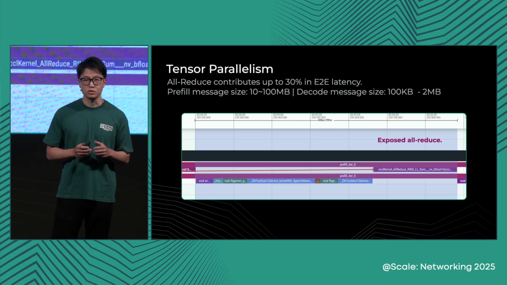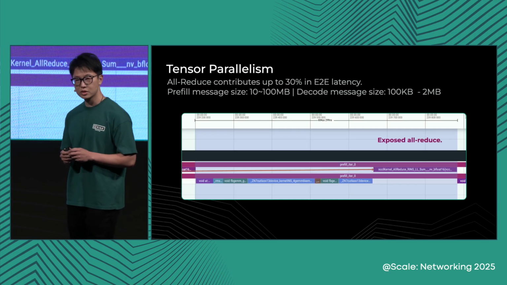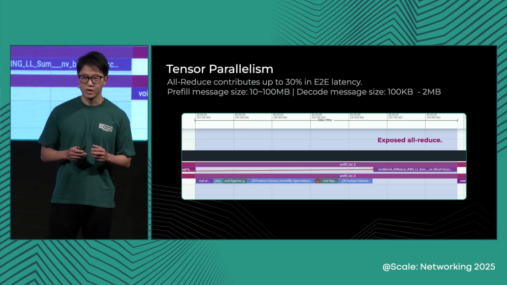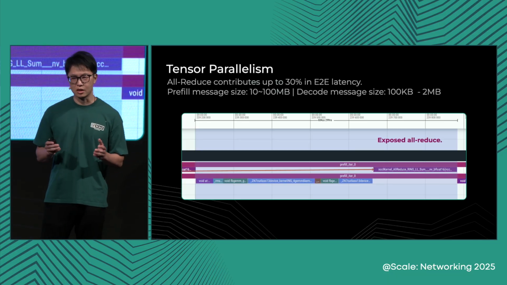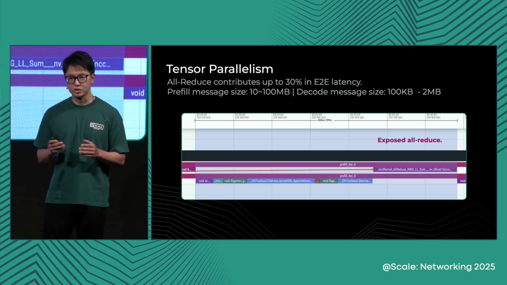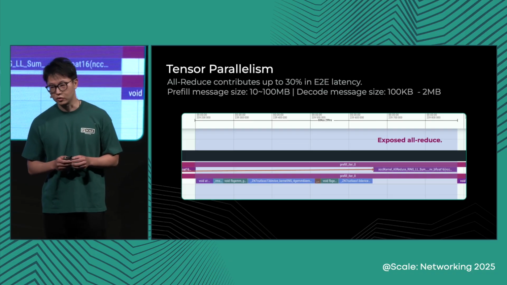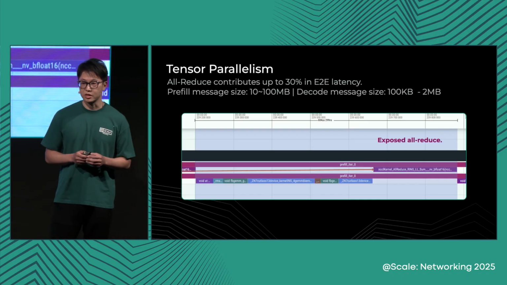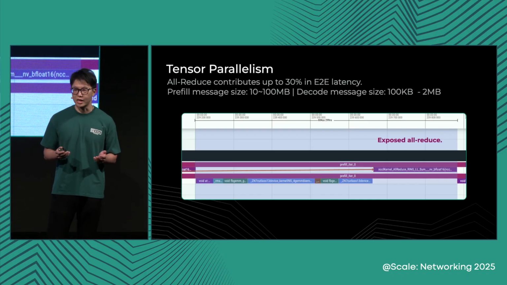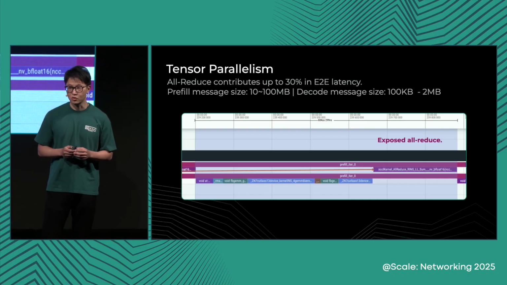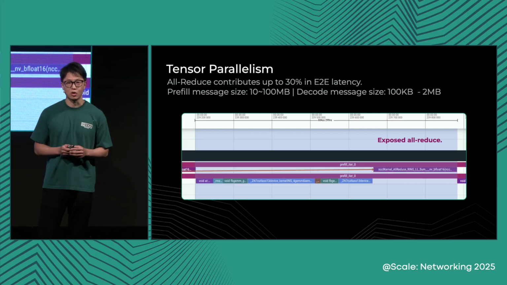As mentioned in Jianyu's earlier slide, inference contains two stages, prefill and decoding. And message sizes are in the small and medium range. For prefill, it ranges from 10 to 100 megabytes. And for decoding, the message sizes are even smaller. It ranges from 100 kilobytes to 2 megabytes. So here's the question. How can we optimize our all-reduce for such smaller messages?